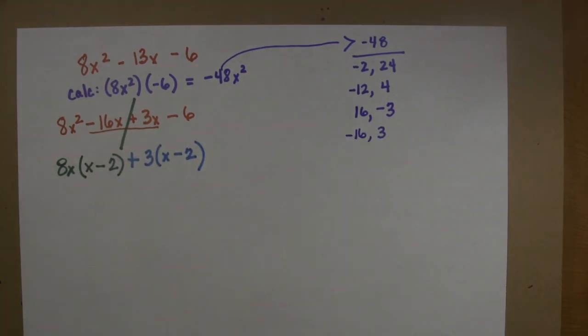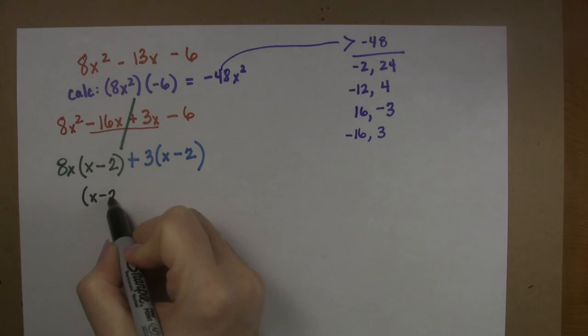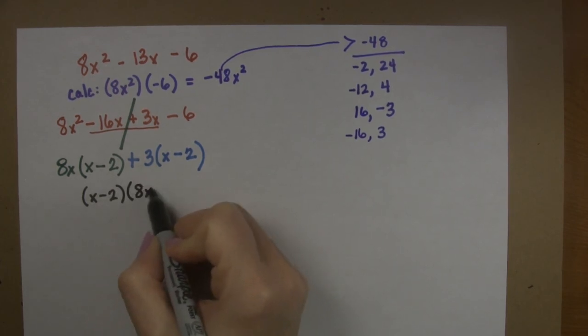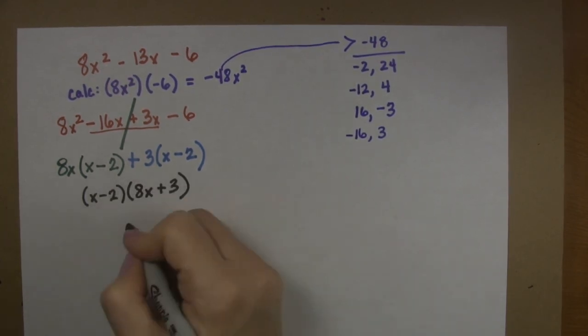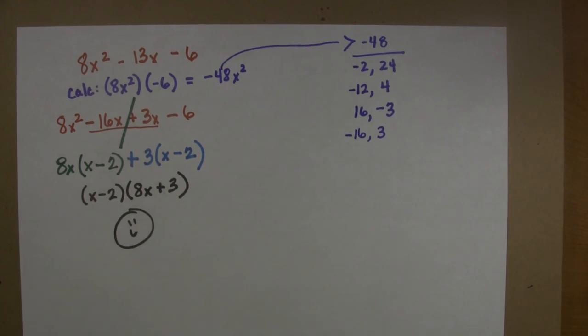And glory, glory, hallelujah. We can now suck out x minus 2. 8x plus 3. And now we have factored our big, ugly coefficient quadratic equation. Okay, good luck. These are harder than the others.